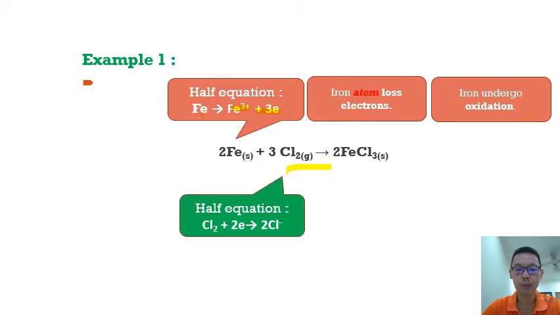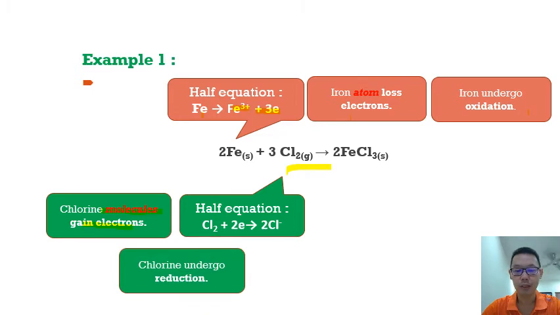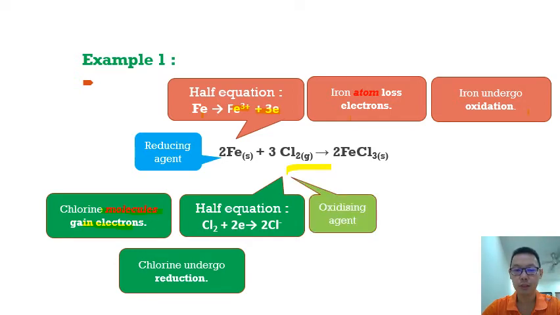On the other hand, the half equation for chlorine is Cl2 added with 2 electrons to form 2 chloride ions. So chlorine molecule had gained electrons donated by iron atom. So chlorine had undergone reduction. In this reaction, iron act as a reducing agent and chlorine act as an oxidizing agent.